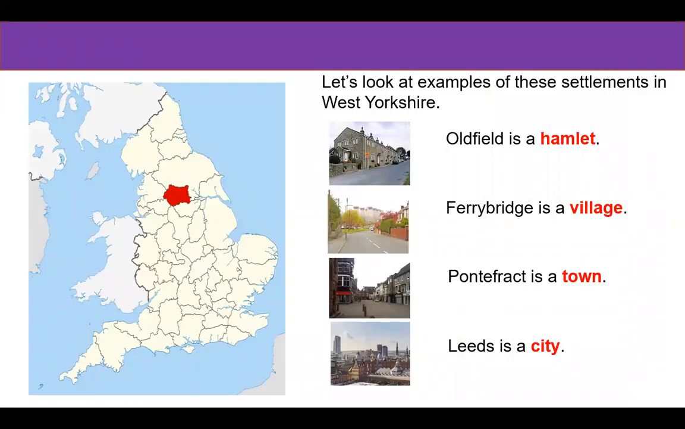So let's look at a specific area of the UK. We're going to look at West Yorkshire. West Yorkshire is here, highlighted in red on the map of the UK. In West Yorkshire, you'll find these 4 places: Oldfield, Ferrybridge, Pontefract, and Leeds, and each one is a different type of settlement. Oldfield is a hamlet, Ferrybridge is a village, Pontefract is a town, and Leeds is a city.